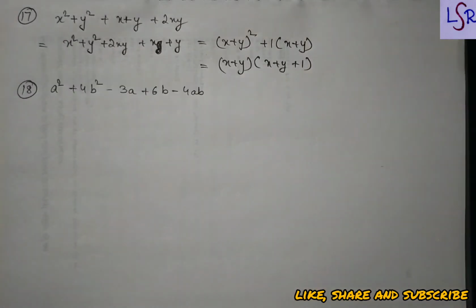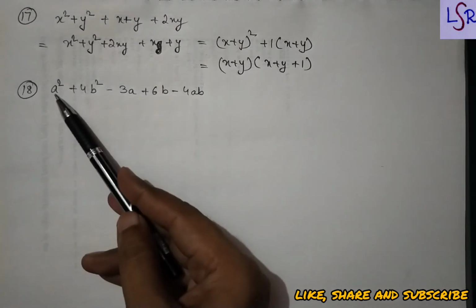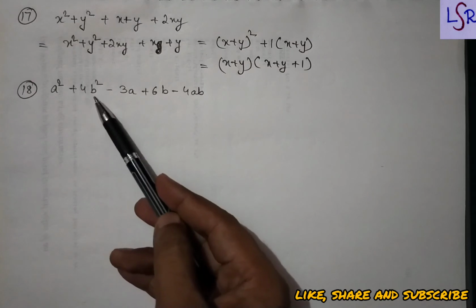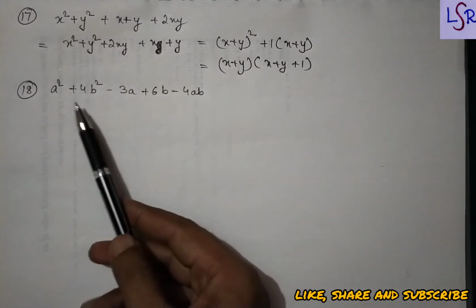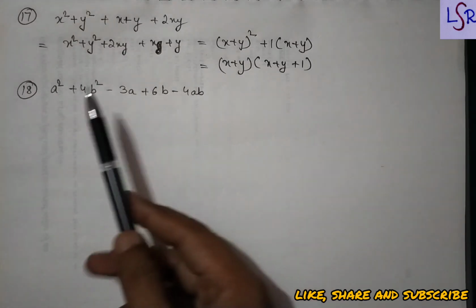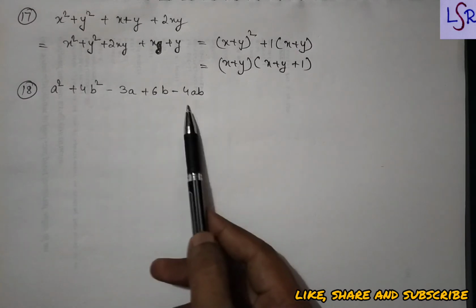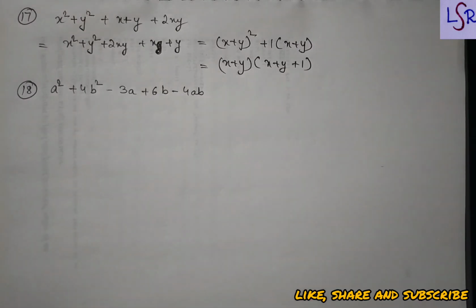Now let's see question number 18. Here in this question again, this is a square of a, this is a square of 2b, and from these two we can get this one also. If we arrange all three, we will have the expansion of a minus 2b to the whole square. Here we have got this.